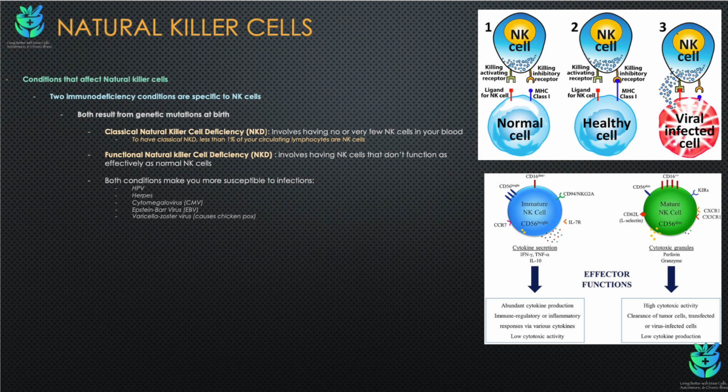The other one is functional natural killer cell deficiency, and this involves having natural killer cells that do not function as effectively as normal natural killer cells. Both conditions make you more susceptible to infections: HPV, herpes, cytomegalovirus, Epstein-Barr virus, and varicella-zoster virus, and this is the one that causes chickenpox.